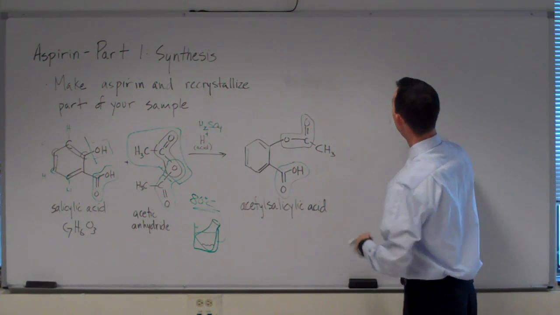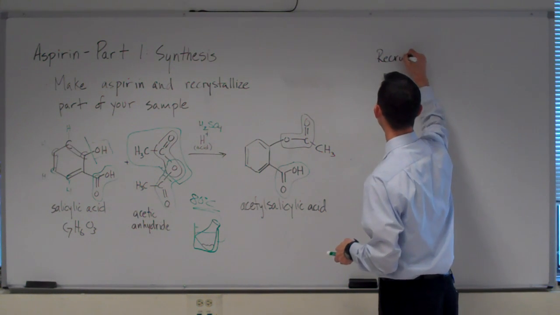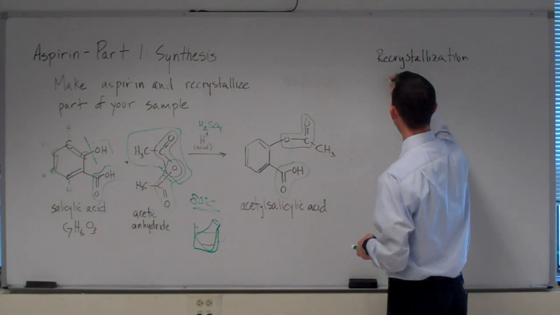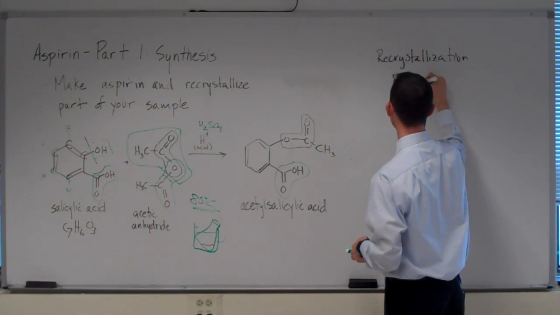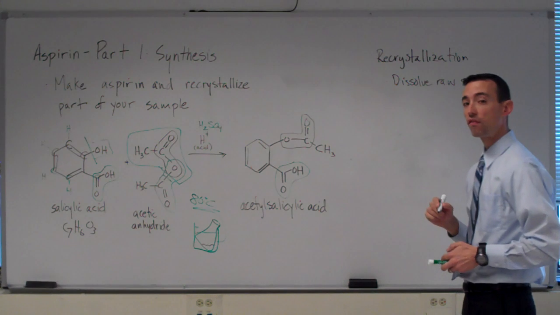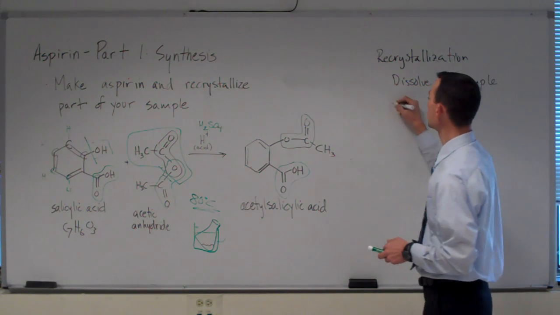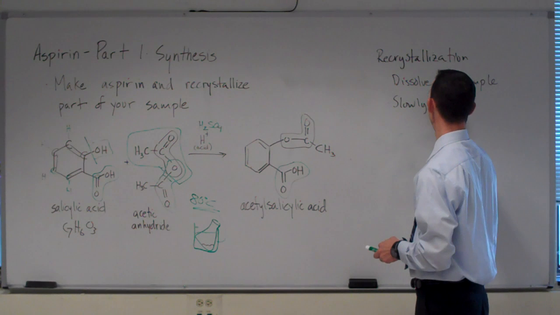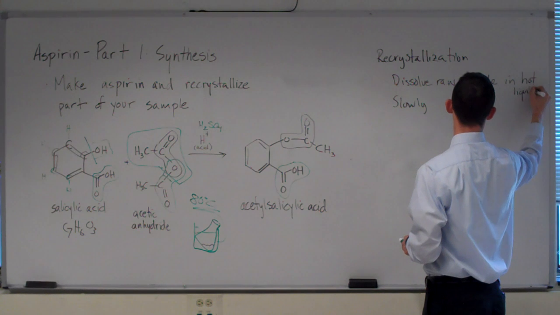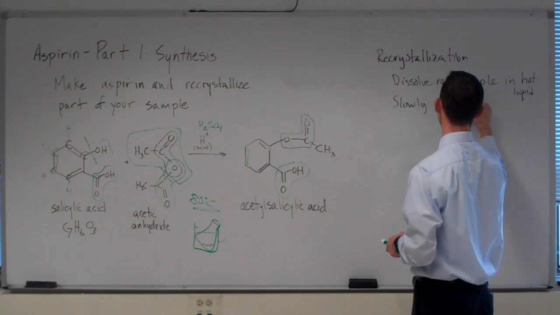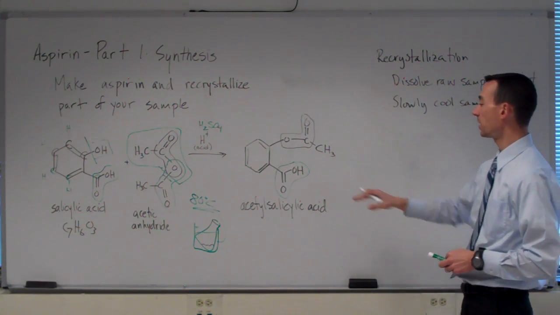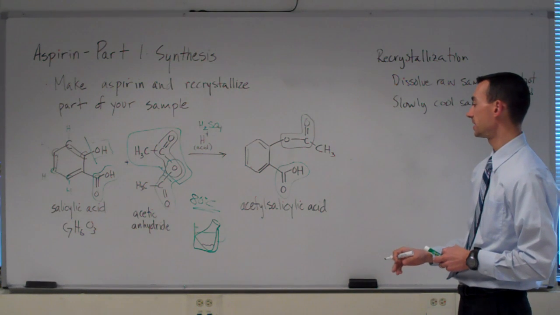In a recrystallization, you basically dissolve your raw sample into a small volume of liquid, and you slowly cool the sample. So you would dissolve it into hot liquid, and then you slowly cool the sample. By doing this, you will form nice crystals of your product, acetylsalicylic acid.